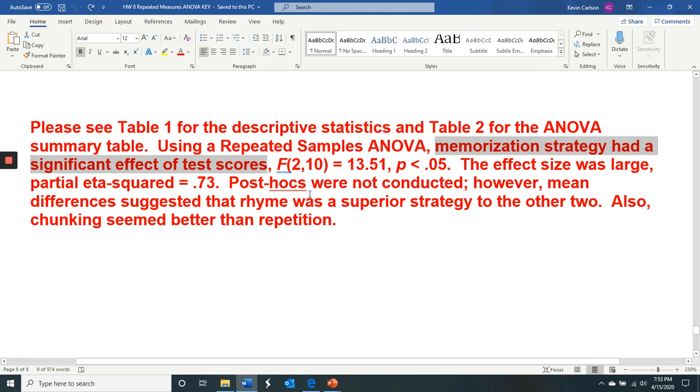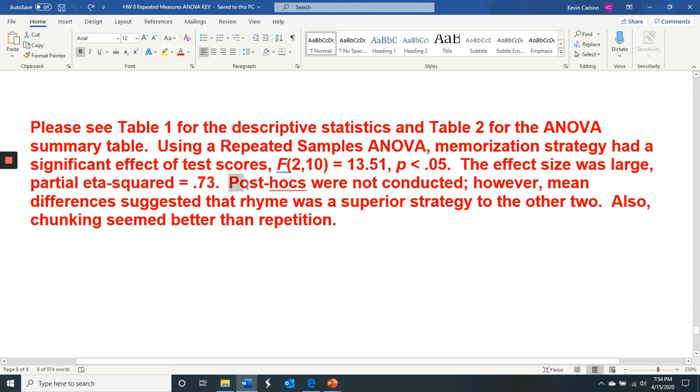We include our stat information. So F, 2 is degrees of freedom between treatments. 10 is degrees of freedom error. That's what we used for our looking up of the critical value on the table. 13.51 is the F that we calculated, and remember that we set the alpha at 0.05, and so we rejected the H0, so the probability of a type 1 error is less than 5%. So that means it's a significant finding. You can put the effect size here or at the end, it doesn't really matter. It's large, partial eta squared, 0.73.